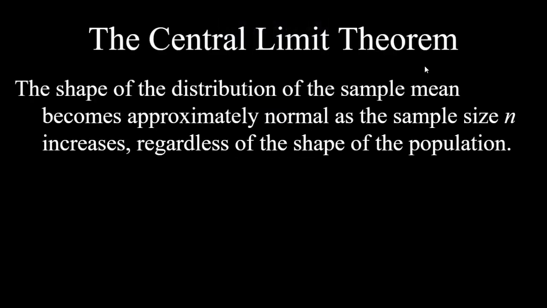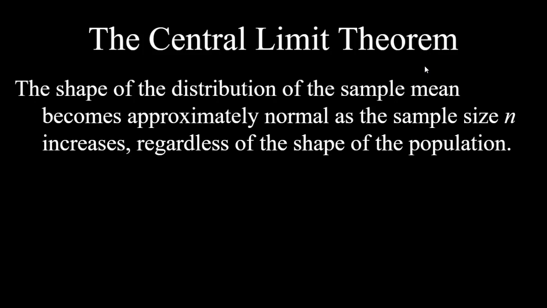Now we're going to move into chapter 7, and we're going to be talking about the central limit theorem. When we talk about the central limit theorem, we are no longer dealing with individual values. We are now going to be dealing with sample means. And so the shape of the distribution of the sample means becomes approximately normal as the sample size n increases.